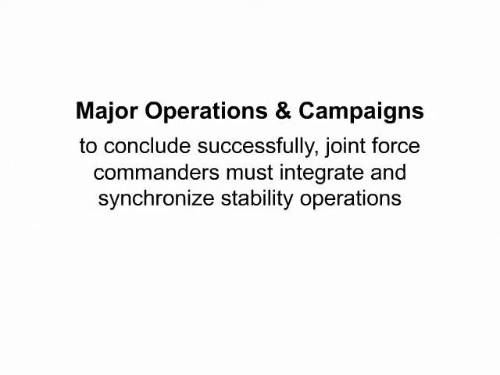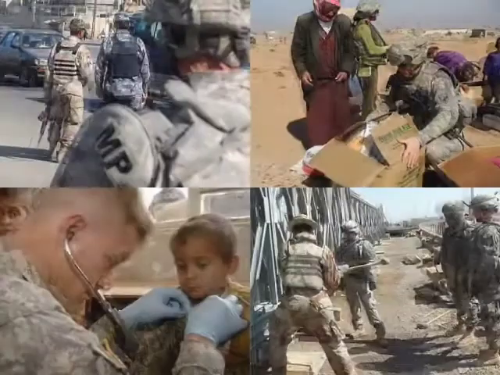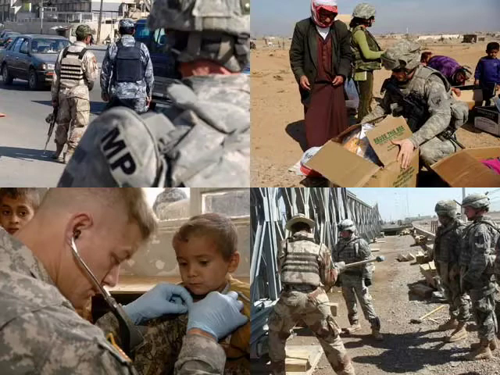To reach the national strategic end state and conclude the operation or campaign successfully, Joint Force commanders must integrate and synchronize stability operations, which are the missions, tasks, and activities to maintain or reestablish a safe and secure environment and provide essential governmental services, emergency infrastructure reconstruction, or humanitarian relief, with offensive and defensive operations within each major operation or campaign phase. Planning for stability operations should begin when joint operation planning is initiated.